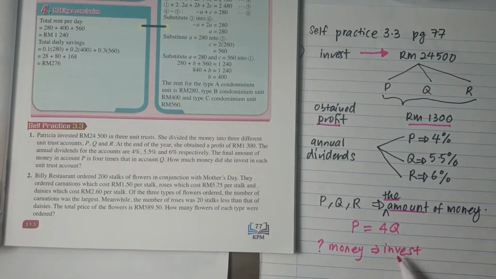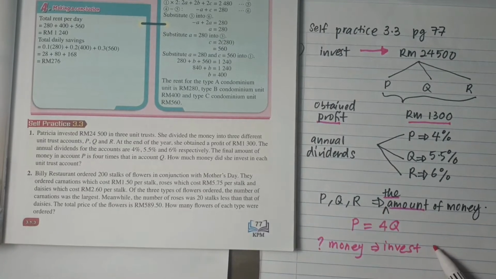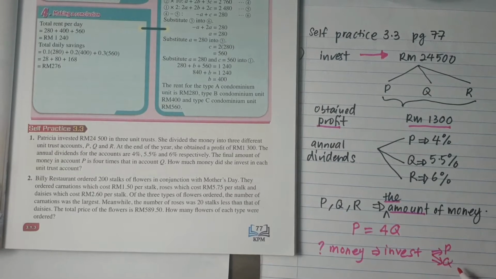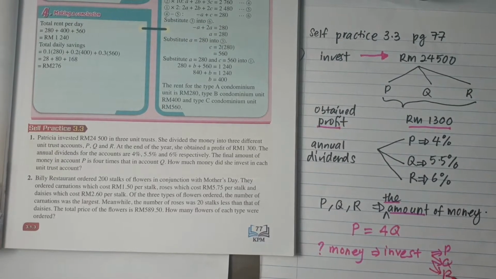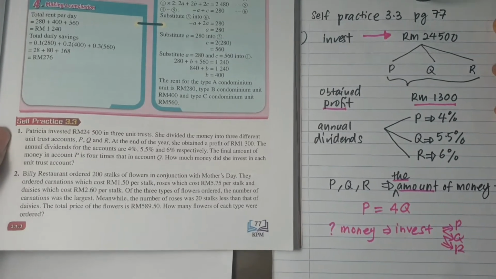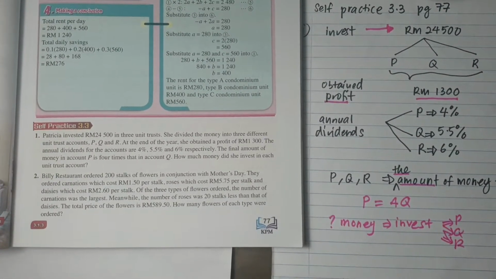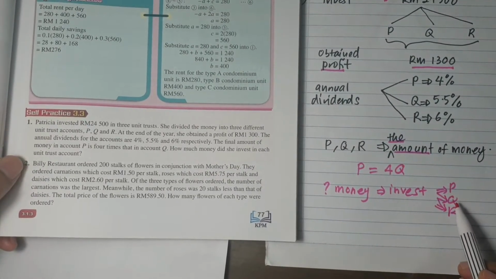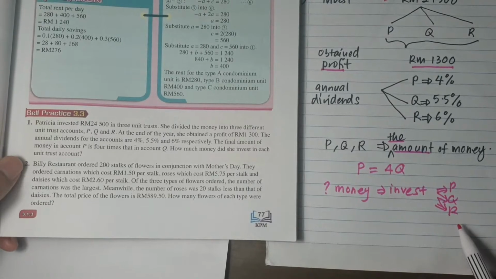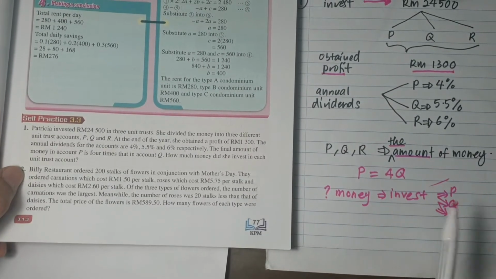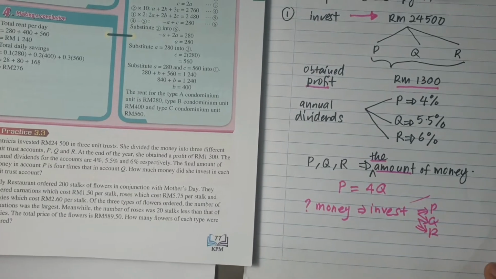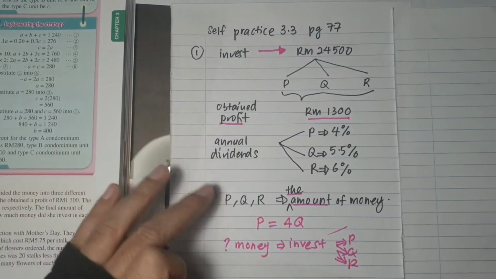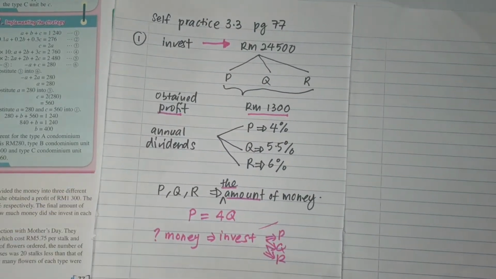So dia nak tanya how much money in account P yang dia invest lah, account P, Q and R. Soalan tanya the amount of money in each account, unit trust P, account P, account Q and account R. So ini benda-benda penting yang you baca tadi. Next, from the question, based on this situation, let's see what equation yang kita boleh dapat.